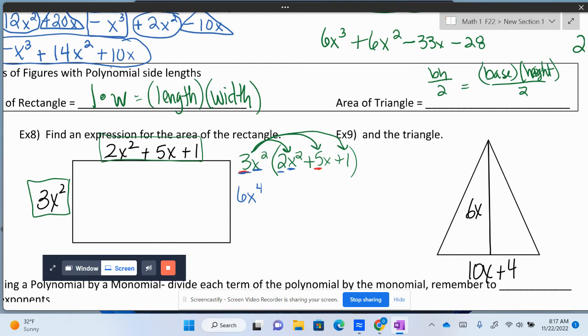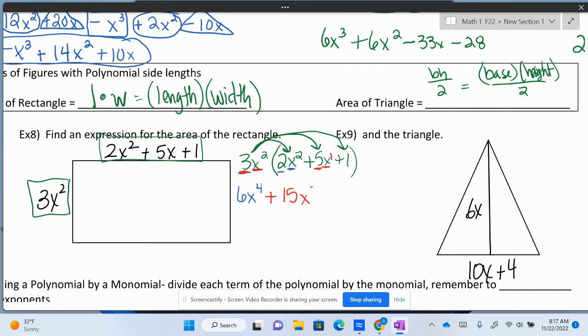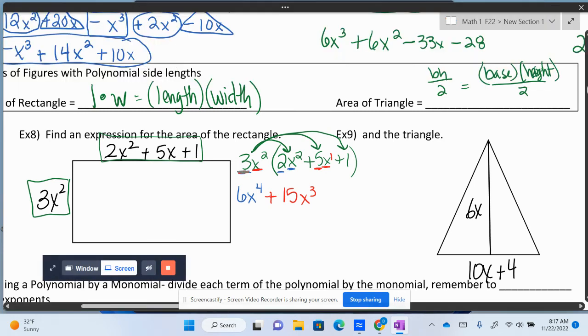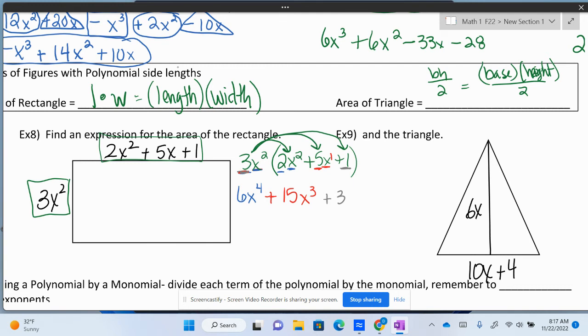3 times 5 is a positive 15. And x squared times x to the first is x to the power of 3. Last one, 3 times 1 is a positive 3. And x squared, there's no x to multiply it by, so that just comes along for the ride. And that is in descending order, largest first. Are y'all okay with that one? Good? Okay.